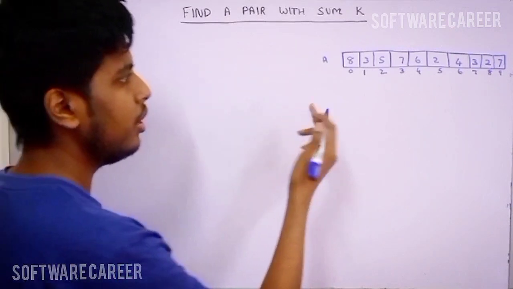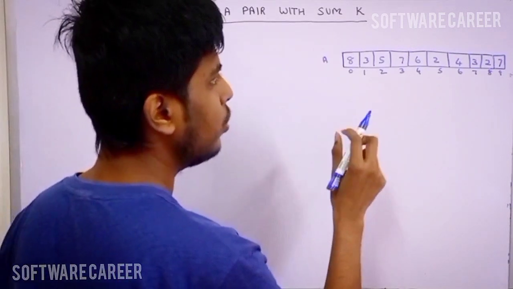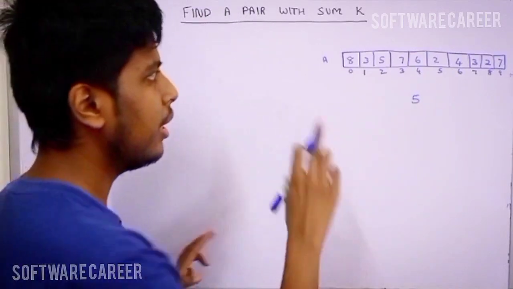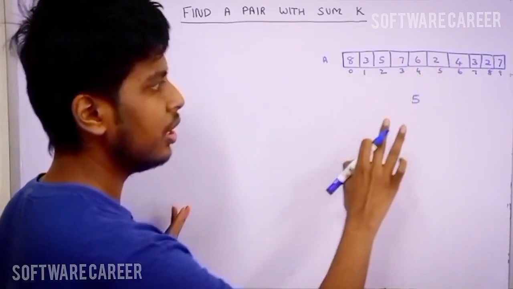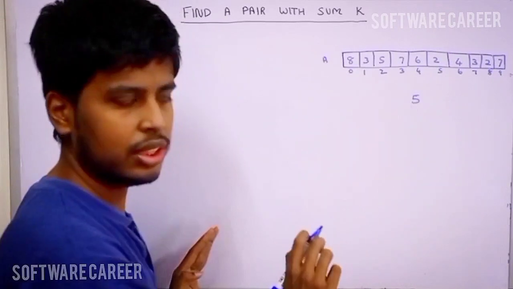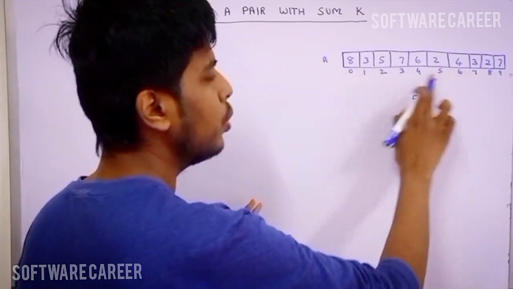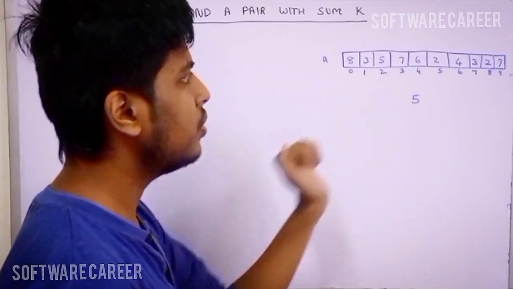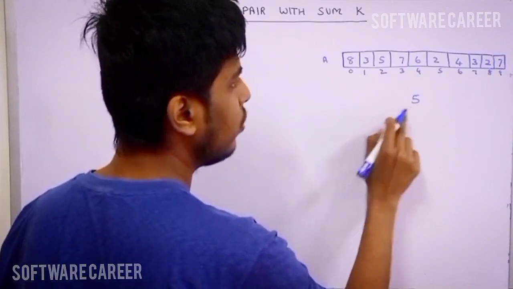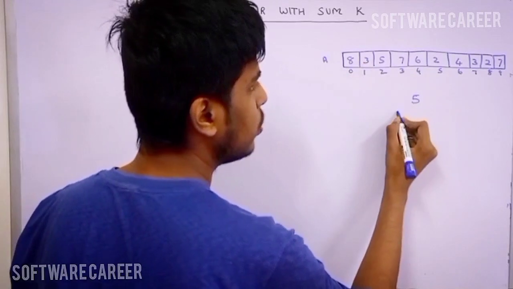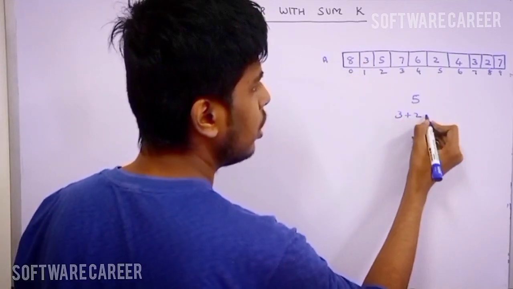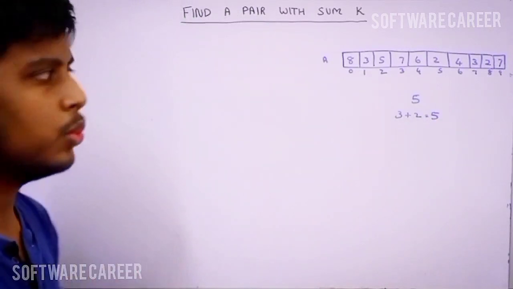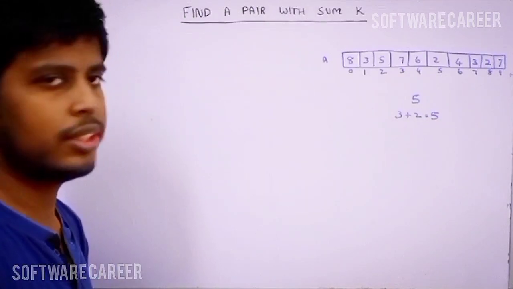Now I should find a number, suppose k. I should find a pair. A pair means two elements from this array which give sum 5. So it should give the output 3 and 2, since 3 plus 2 equals 5. It should print like this, 3 and 2. So how to find it?